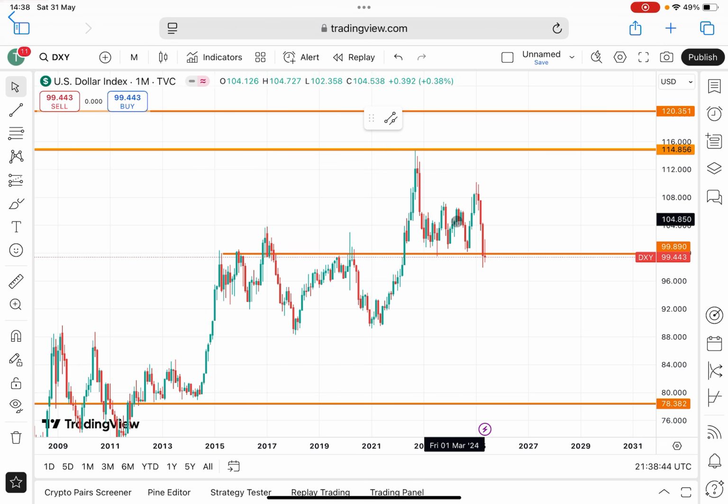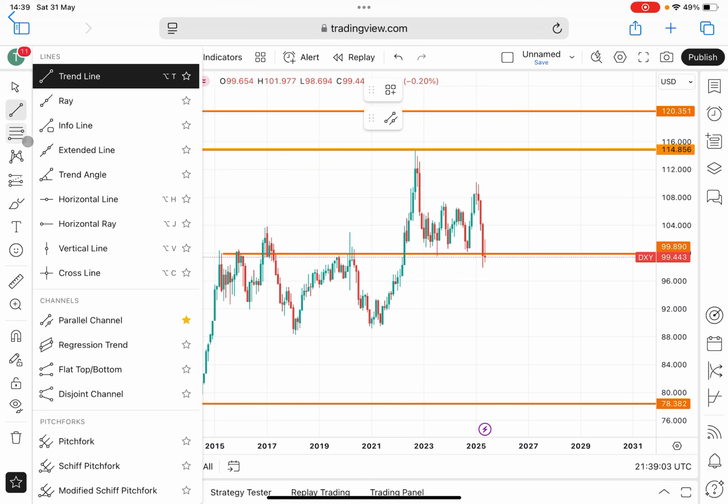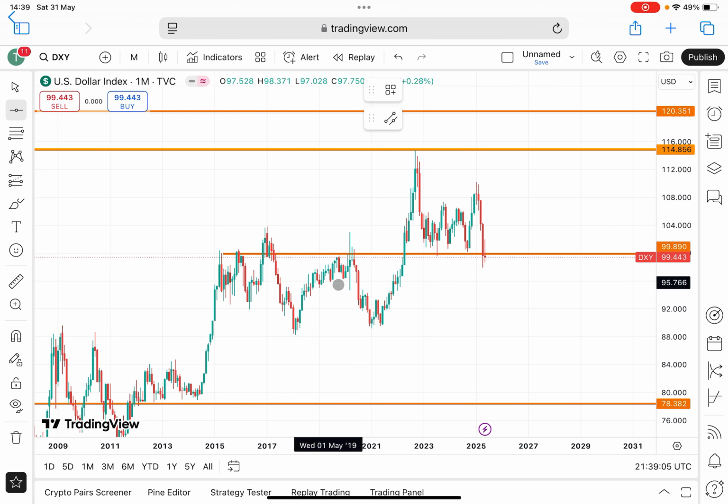Okay, so as we can see, the market failed to break this resistance. It came back to retest this level, and it tried to go back up, trying to go up here again, and it failed, and it actually broke this resistance level. From what I see, the dollar is still bearish. I'm still bearish on the dollar.